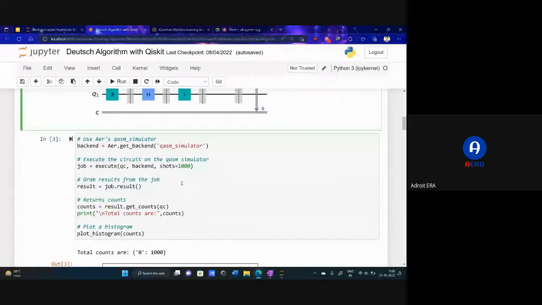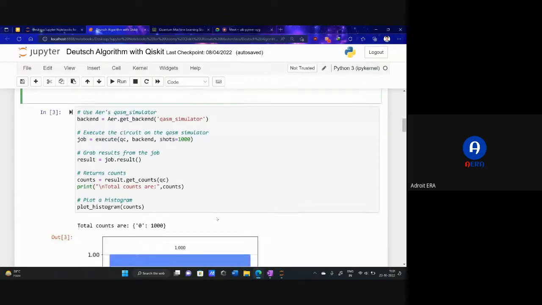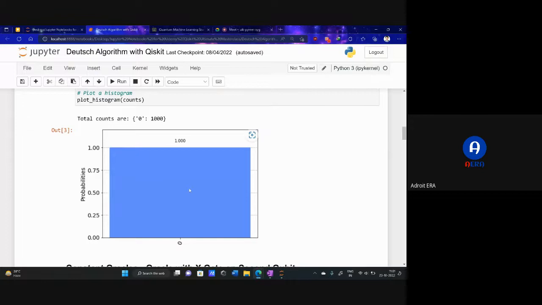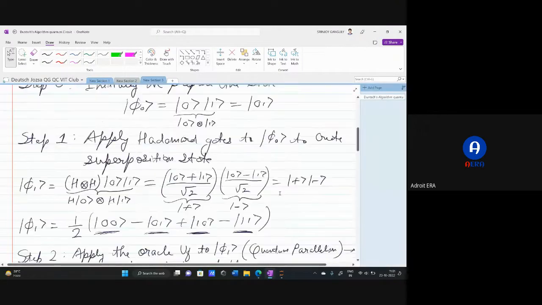Then you get the counts from the circuit and print it. If you don't want to print, you can skip it, but if you want to, it's good information. And then you can plot the histogram. In the histogram, you can see that zero is appearing 100% of the times, and we also saw in the theoretical analysis that zero is supposed to happen 100% of the times.